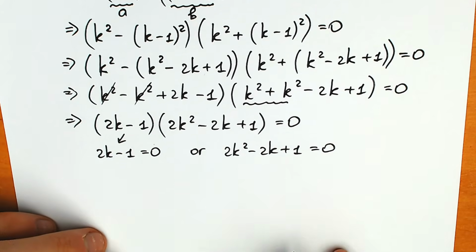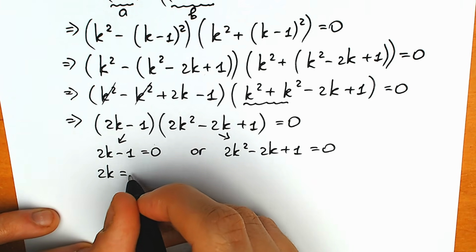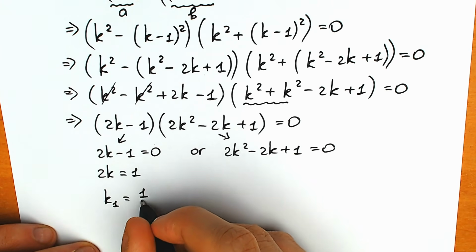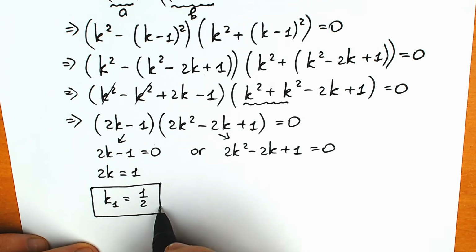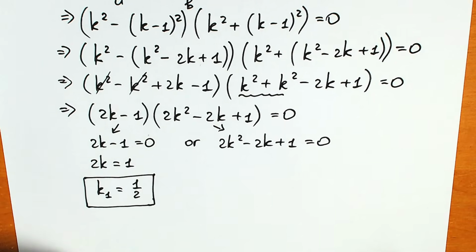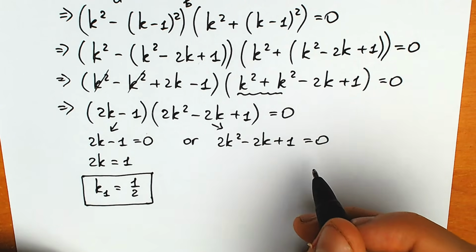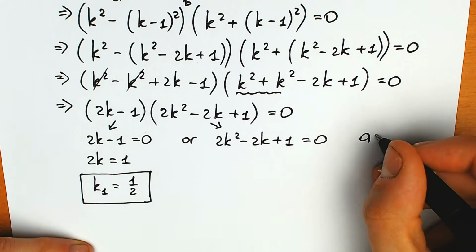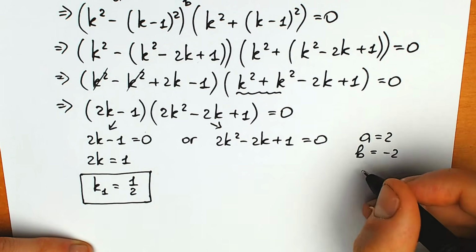So we have our two branches, and let's solve them. First of all, let's solve this one. From here, 2k equals 1 and k first equals 1/2. This is our root, and just a few seconds later we will check it. Right now, let's solve this quadratic equation. This is a classic quadratic equation. Let's write our coefficients: a equals 2, b equals -2, and c equals 1.